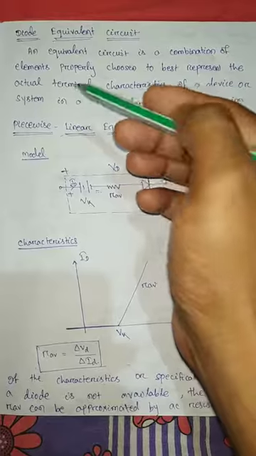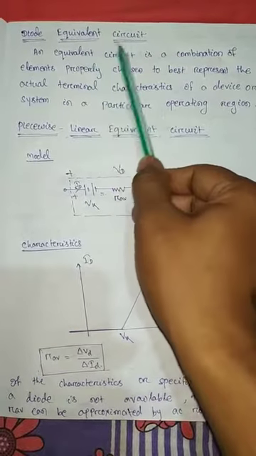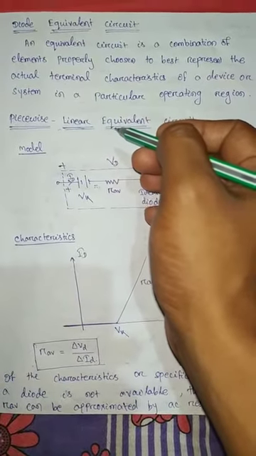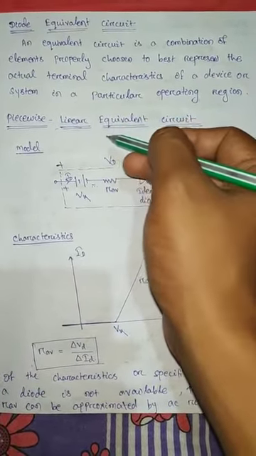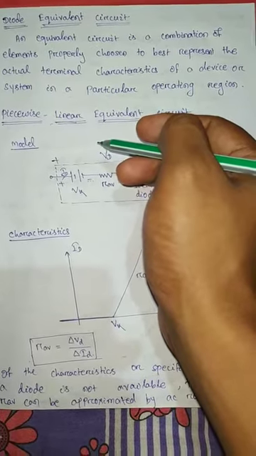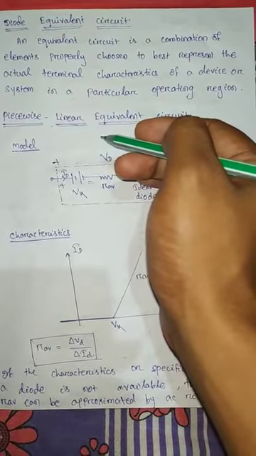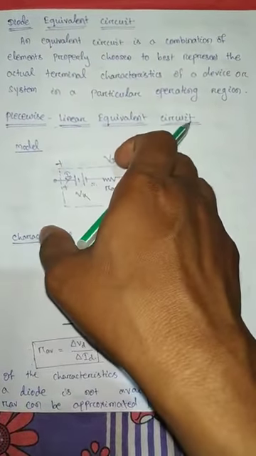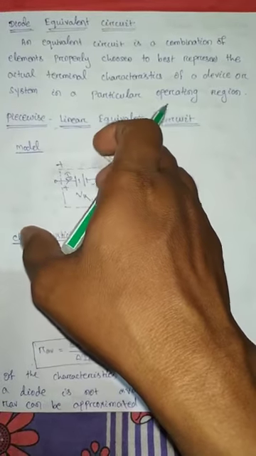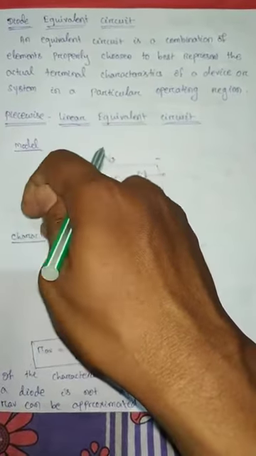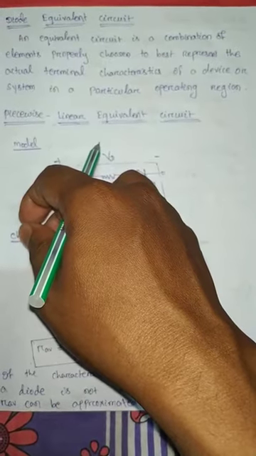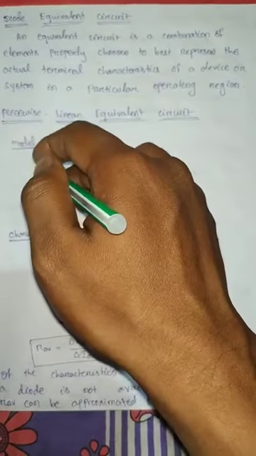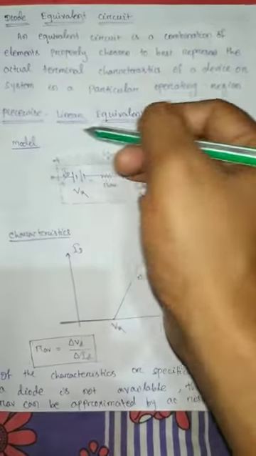Now let's come to the equivalent circuits for the diode. There are three equivalent circuits used for the diode. The first one is the piecewise linear equivalent circuit, the second one is the simplified equivalent circuit, and the third one is the ideal equivalent circuit. First, the piecewise linear equivalent circuit. In this model, we assume the curve to be linear, although there is some non-linearity.